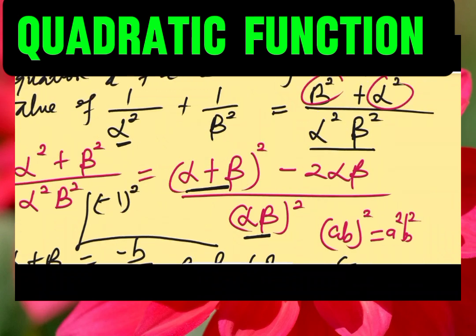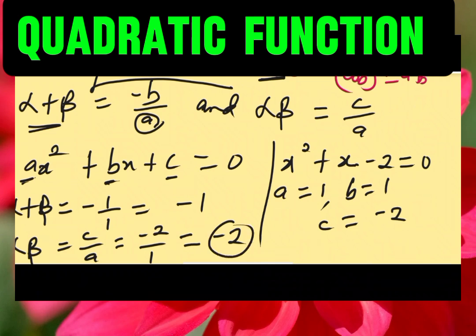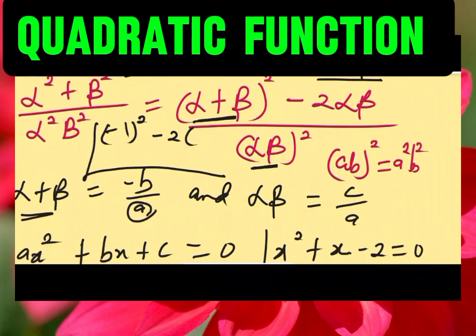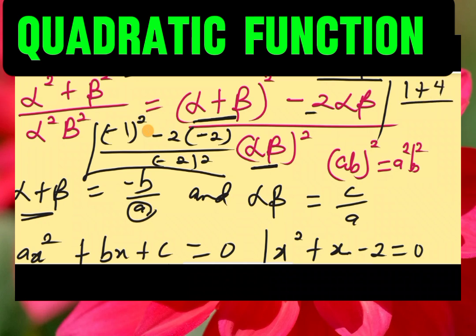Very good. Minus 2 into what is the product? The product is minus 2. That will be minus 2 into alpha beta, which is also minus 2. Everything divided by the product, minus 2, raised to power 2. Very interesting. Minus 1 squared is 1. Minus 2 times minus 2 is 4, plus 4, divided by 4. Minus 2 squared is 4.